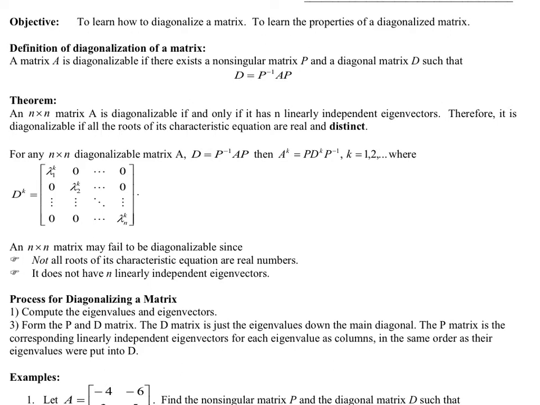So an n by n, but I'm going to emphasize the second n. That's telling us that the number of columns in your original matrix A should correspond to the number of eigenvectors. Well, eigenvalues given the eigenvectors. So we need as many eigenvalues as there are columns in the original matrix. Otherwise, it is not diagonalizable.